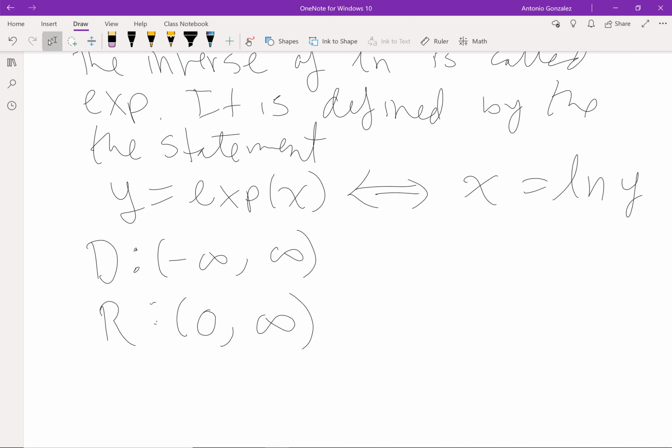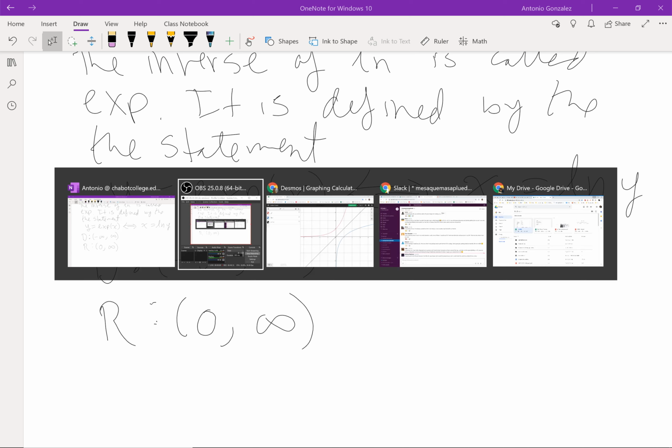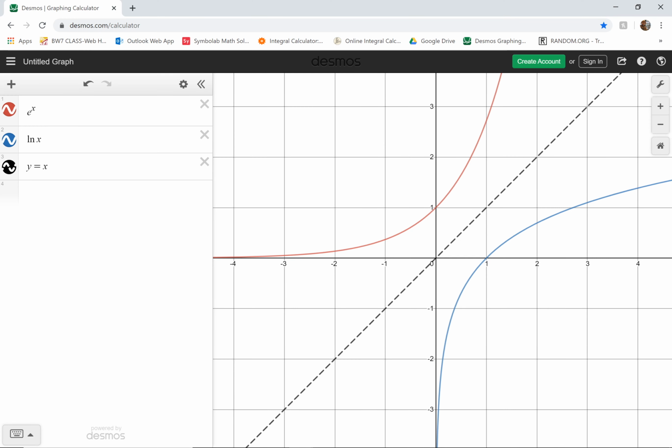If we take a look at some graphs here, another thing we know about inverses is that they are reflections across the line y equals x. And that's what we're seeing right here.